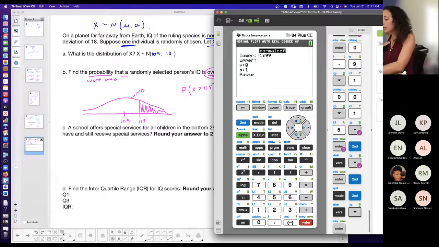All right, you guys tell me now, what's my lower bound? What's the lower bound of this area that I want? You could type it, you could say it.